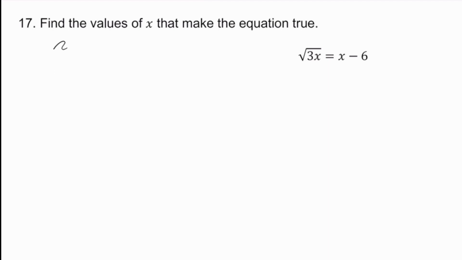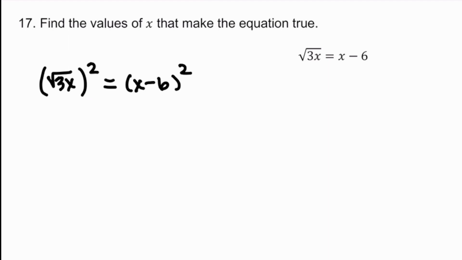So if I square the square root of 3x, that's going to give me 3x. And hopefully we all agree on that. But I just got to be careful when I'm taking x minus 6 squared, because that's not just going to be x squared minus 6 squared or something like that. I'm going to have to use FOIL. So I'm going to say 3x equals x minus 6 times x minus 6.